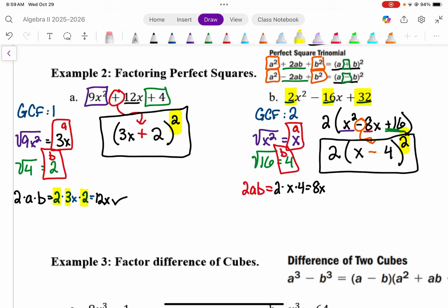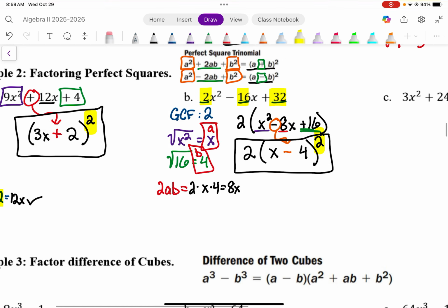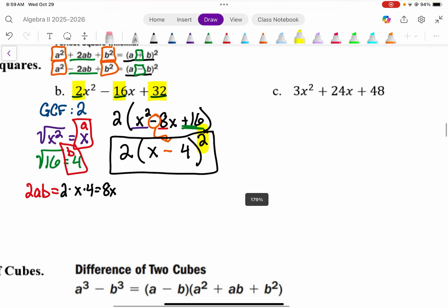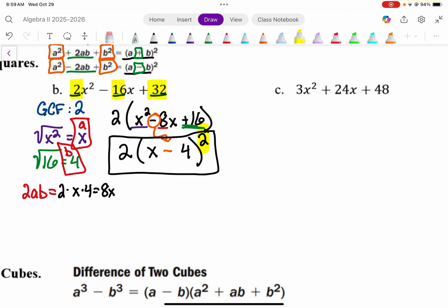All right, so those were 2 examples that we walked through together. You can pause and try the last one on your own, or you can continue to watch through till the end. First thing we're going to check for is our GCF. In this one, we can divide all of these by 3. When we factor that out, again, you're going to factor it from every single term, so we'll be left with x squared plus 8x plus 16.